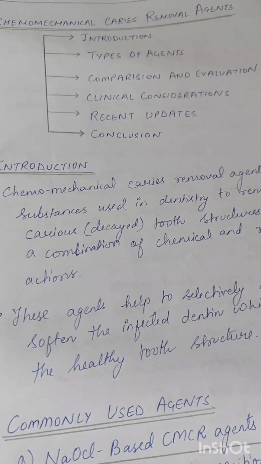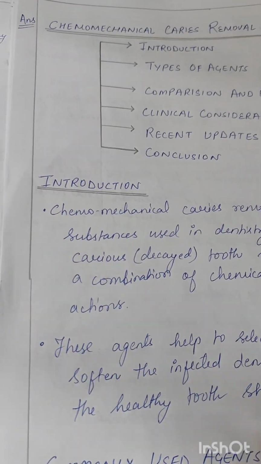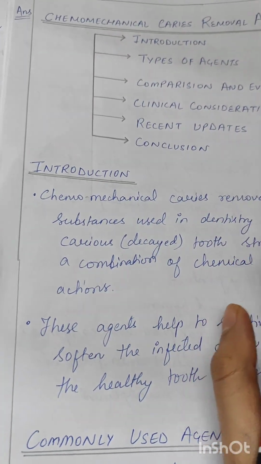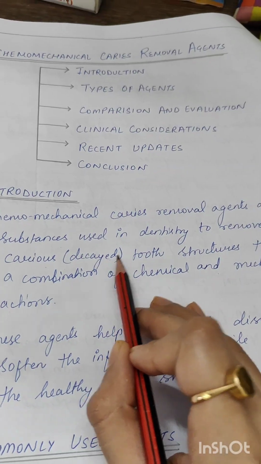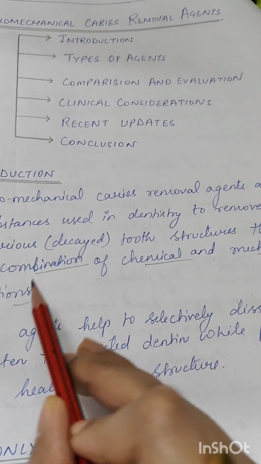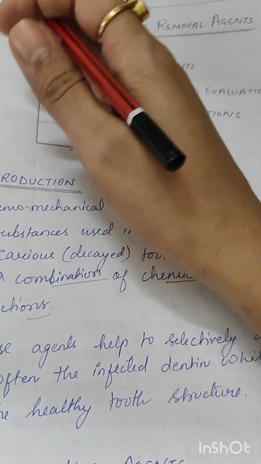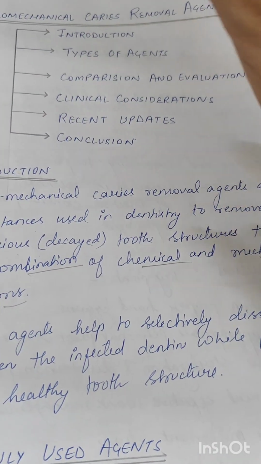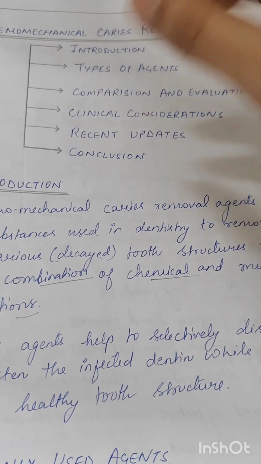So friends, now let us start with another topic, that is chemomechanical caries removal agents. Chemomechanical caries removal agents are the substances which are used in dentistry to remove caries or decayed tooth structure through a combination of chemical and mechanical actions. As the name suggests, chemomechanical, there is a combination of the chemical and the mechanical actions, and it helps in caries removal.